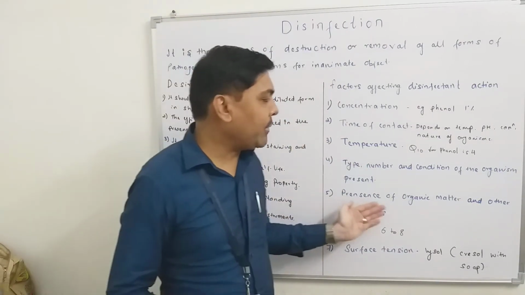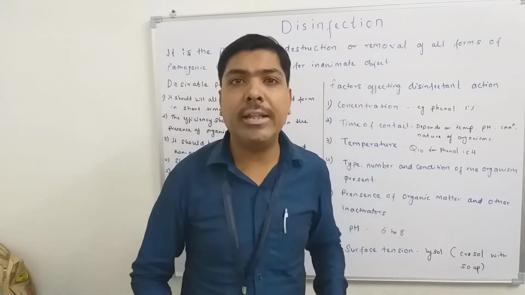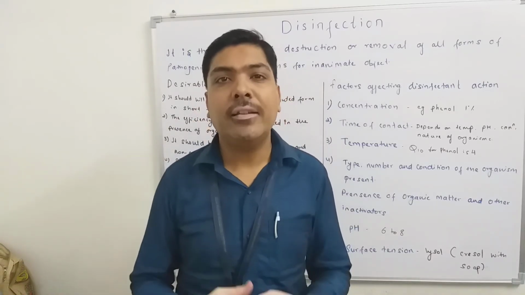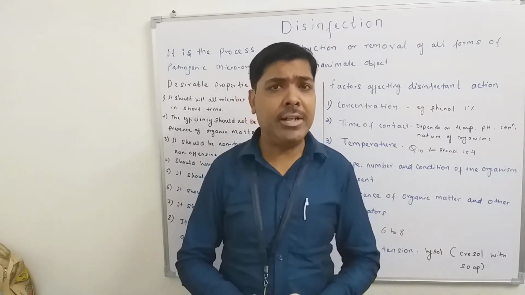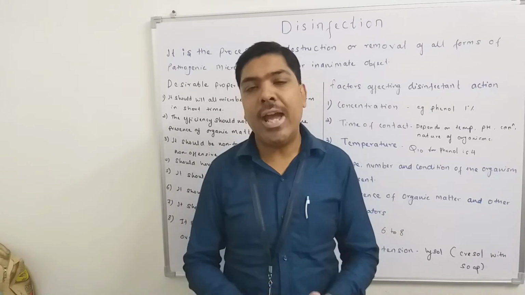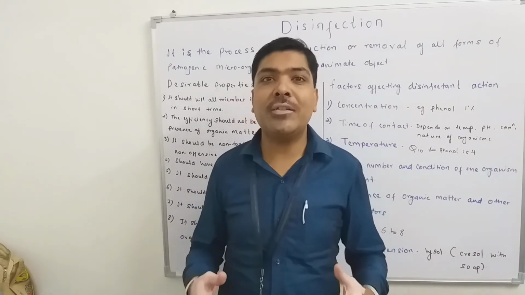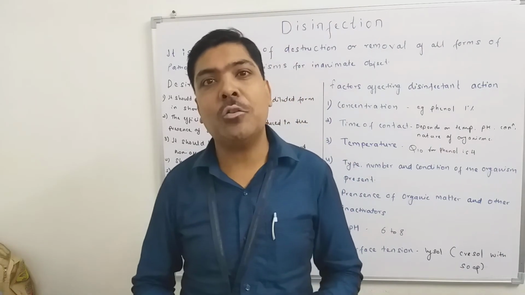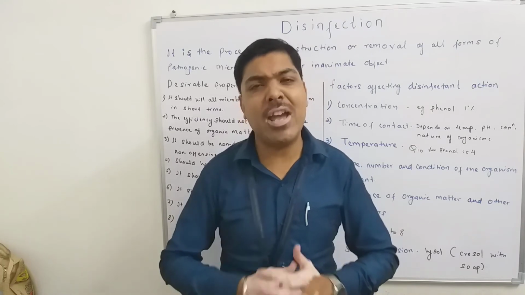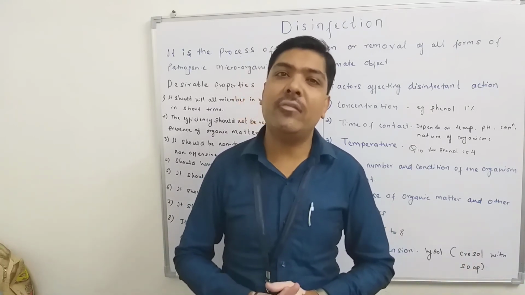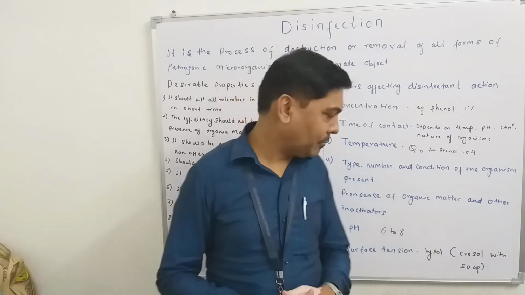Now the next point is the presence of organic matter and other inactivators, that we have also discussed in the ideal properties of the disinfectant. If organic matter like feces, blood, urine or any other organic matter is available, then the activity of the disinfectant reduces. Ideally, in the presence of this organic matter, the activity should not be reduced. But practically it is observed that because of the heavy presence of the organic matter, somehow the activity of the disinfectant reduces.